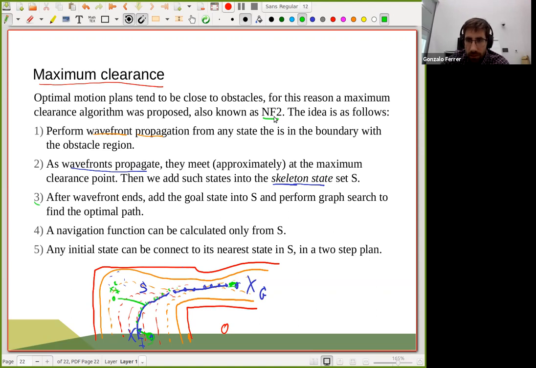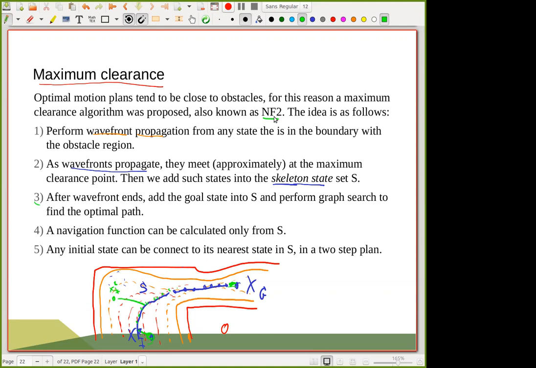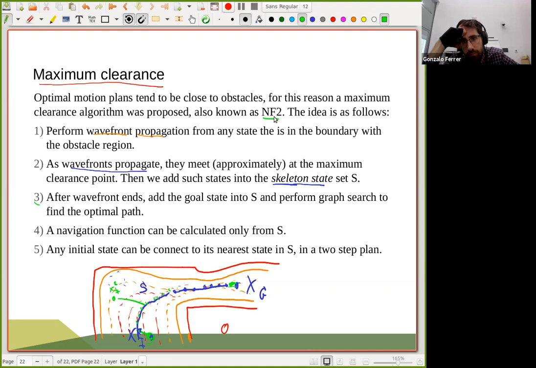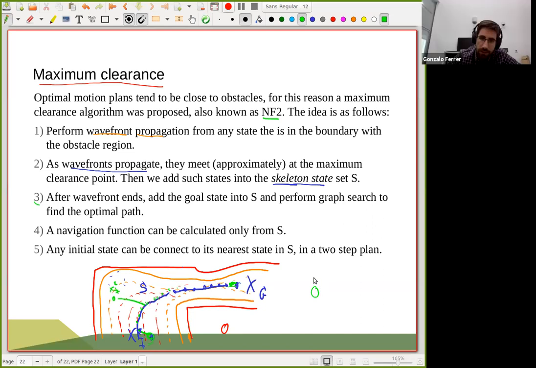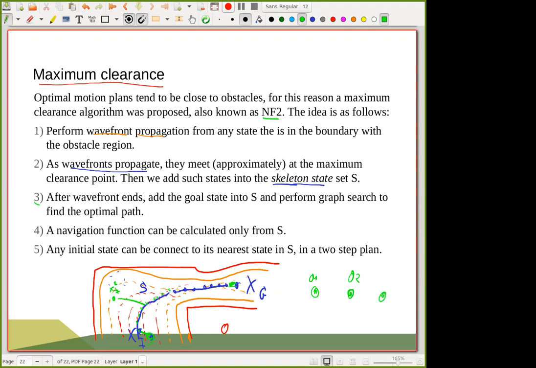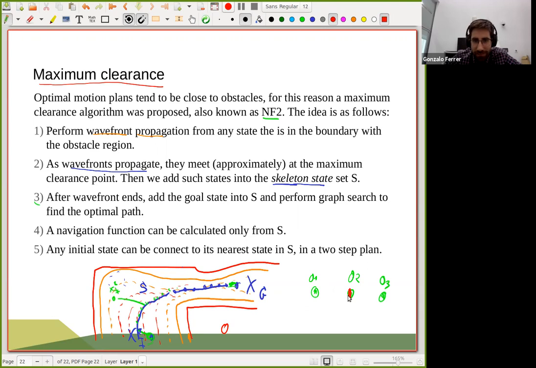Is there any comment or question, something that maybe I can cover again? Yes, I have one question. This maximum clearance algorithm, does it differ from just taking the average between the obstacles? Seems like it's similar to that, because of the points where the wavefronts will meet. Yes, maybe. This is obstacle 1. This is obstacle 2. And this is obstacle 3. Now you do the average and you're in a very bad spot.